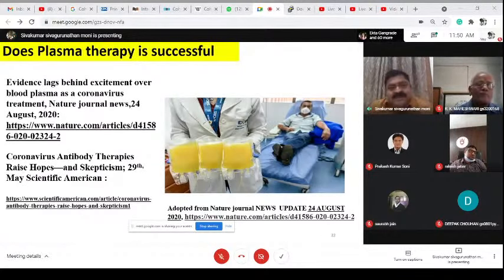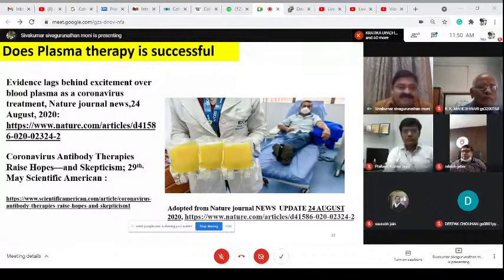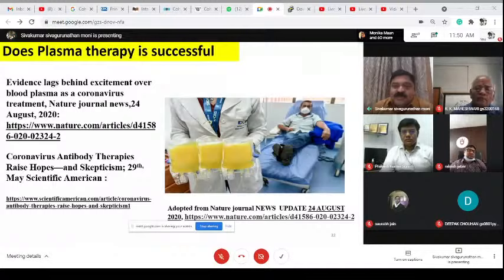Now, last year, there was very famous news in the New York Times that plasma therapy was going to be more successful in SARS-CoV-2 virus infection. Unfortunately, this plasma contains specific antibodies against the SARS-CoV-2 virus. However, more than 50% variation has been observed. So plasma therapy went very unsuccessful against SARS-CoV-2 virus infection.